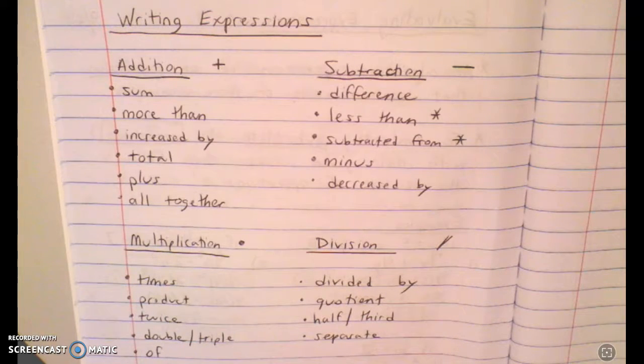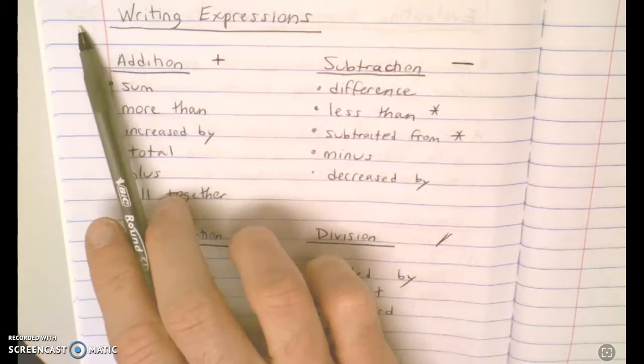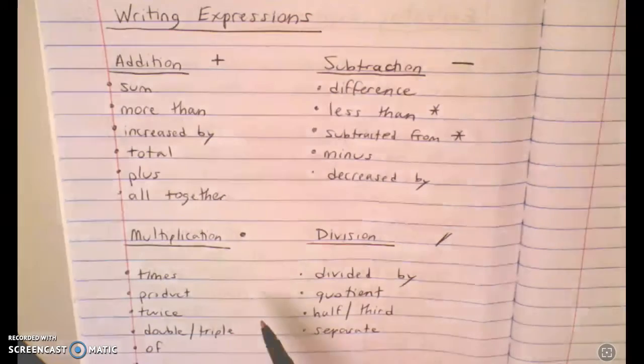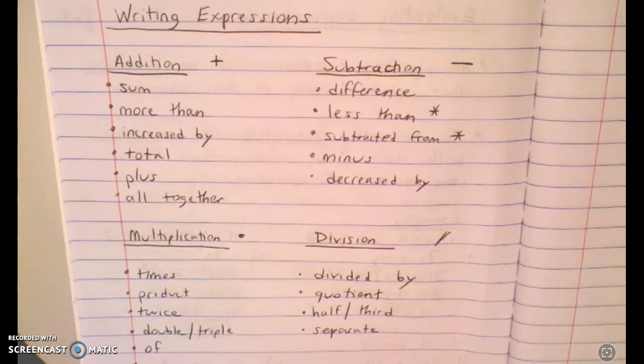Okay, so in your notebooks right now, you should have the title of the notes as writing expressions. Make sure you put today's date. And this is the table that we generated together in class. So we talked about some keywords that mean certain things for different operations.